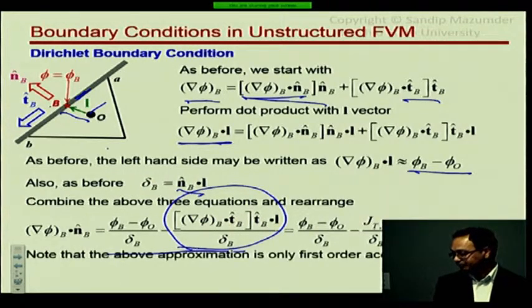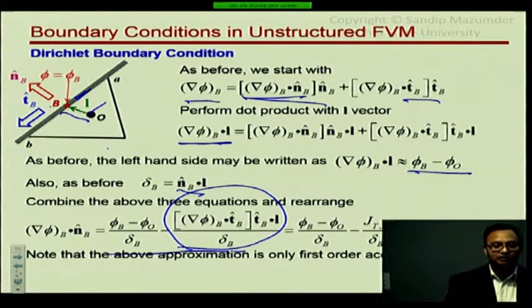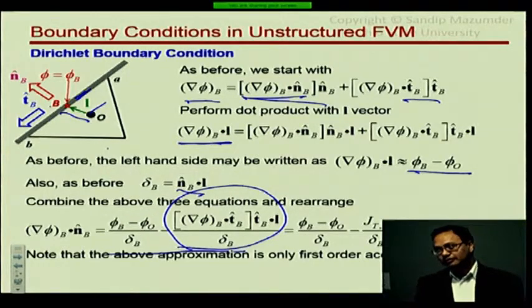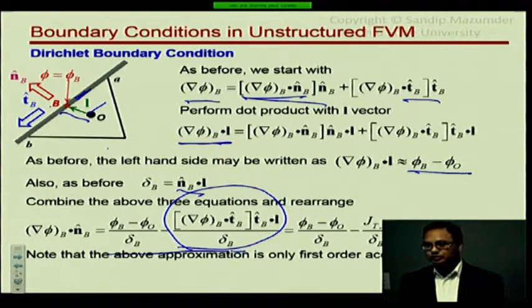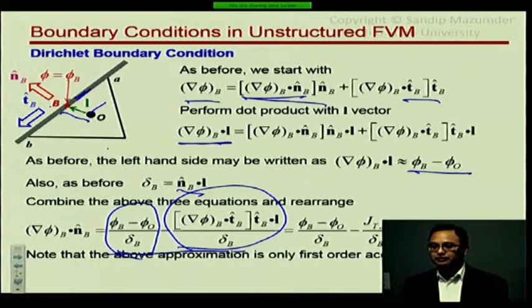Now notice that this approximation is only first order in space, and this is one of the difficulties with unstructured formulations. It's very difficult to extend things to higher orders. I mean, it can be done, people have done it, but it's pretty tedious. So normally, once they get to the boundaries, everything defaults back to a first order formulation like that.